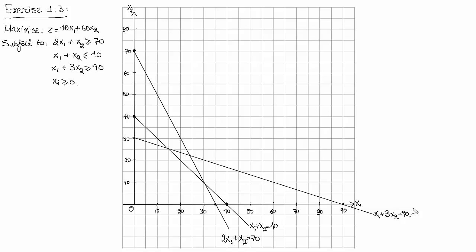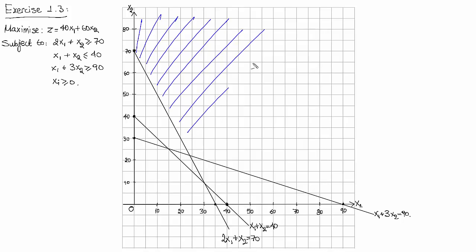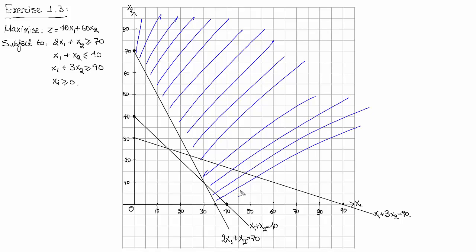So the feasible region will be the area where all three constraints coincide. Now, for the first constraint, we have 2x1 plus x2 greater than or equal to 70. So we'll go to our graph and we'll mark the area that is greater than or equal to the line 2x1 plus x2 equals 70. We also need to remember that x1 and x2 must be greater than or equal to 0. And we include this line as being inside this area because it is greater than or equal to that.